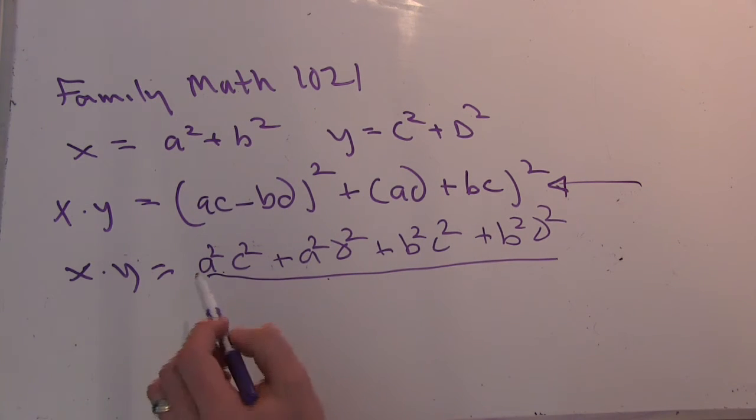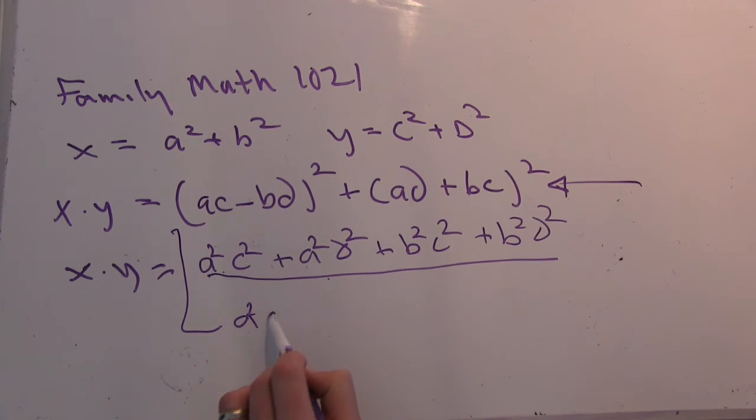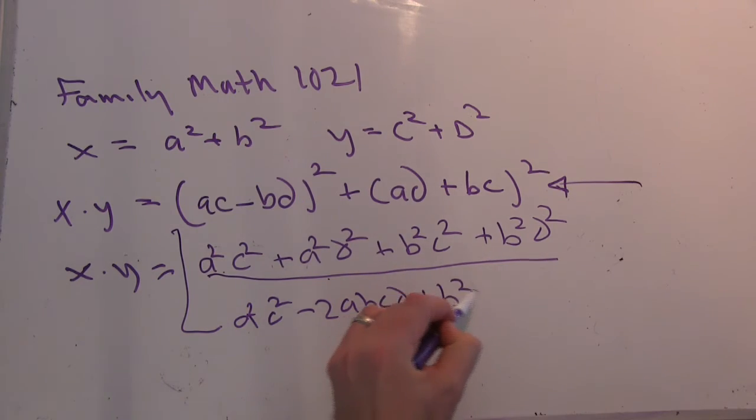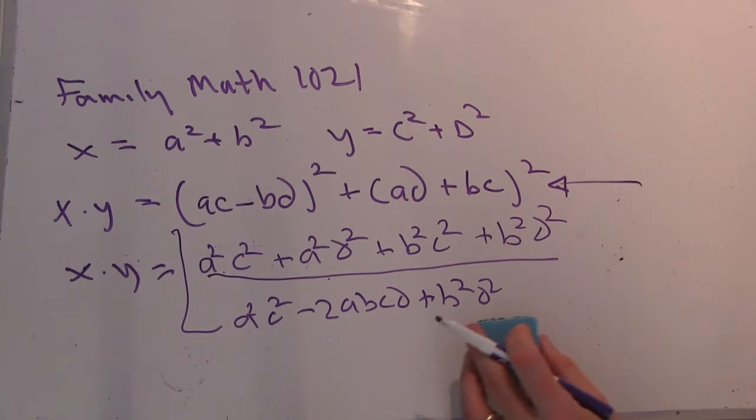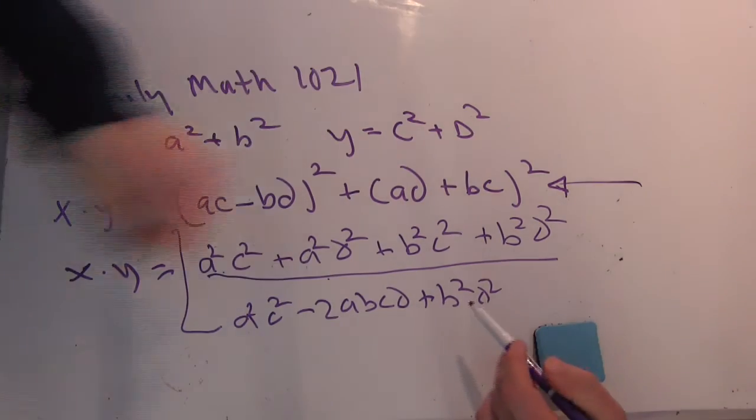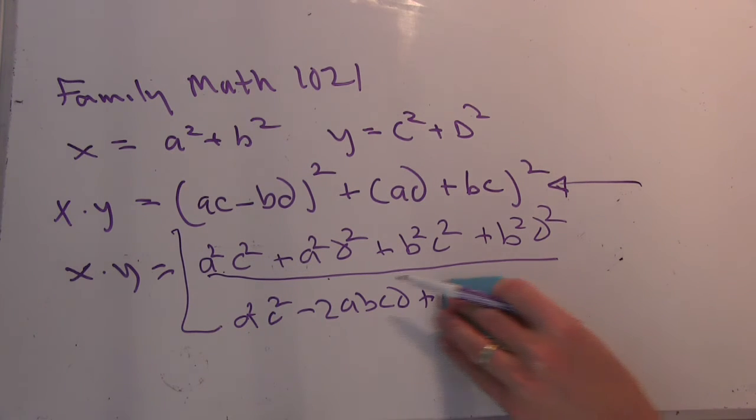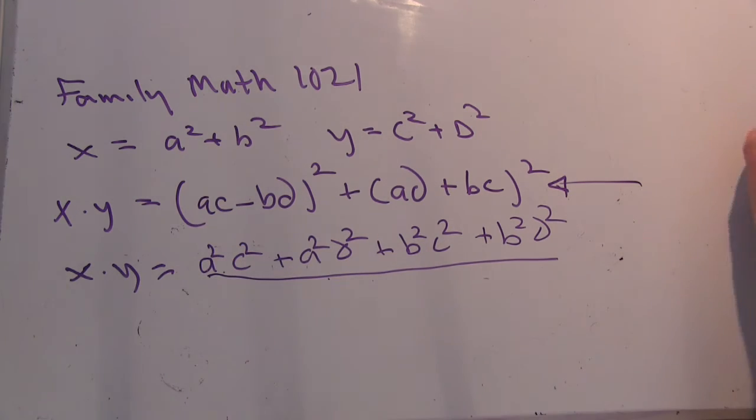When you multiply this out, you get a squared c squared minus 2abcd plus b squared d squared, and you have these terms here. And then you do the same thing. You get a squared d squared plus 2abcd plus b squared c squared. So then you have all the terms, and you get this miraculous cancellation.